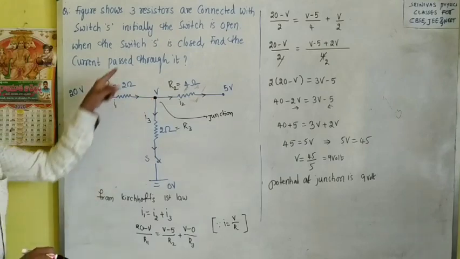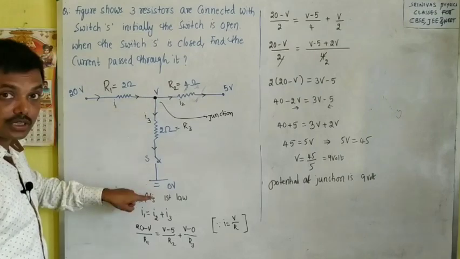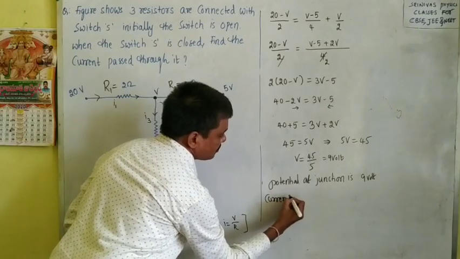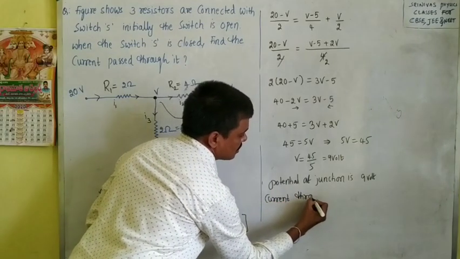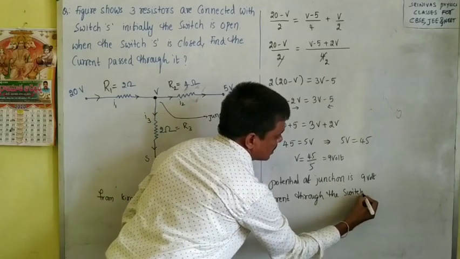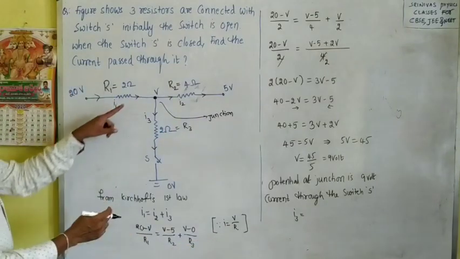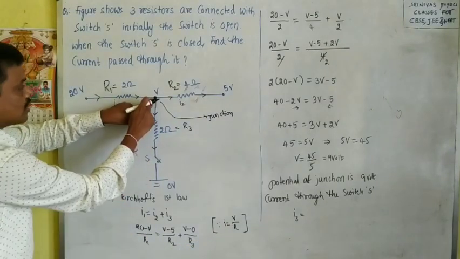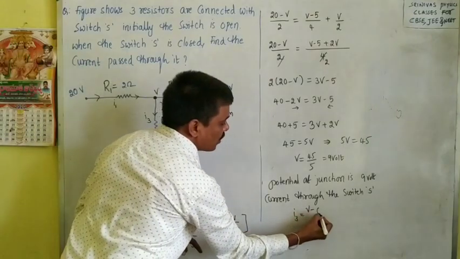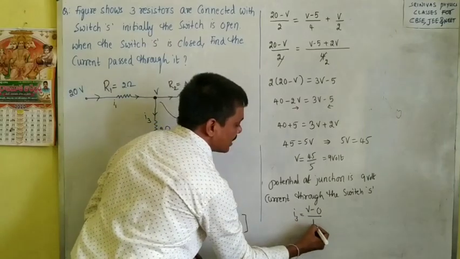Okay, what are they asking? If the switch S is closed, then what is the current passed through it? The current through the switch we have to find out. Current through the switch S, that is I3. What is the formula for I3? Current is equal to potential difference by resistance. Here potential is V, here potential is 0, then potential difference is V minus 0. Why here 0? It is grounded. Ground potential is 0. V minus 0 by R3 we write.